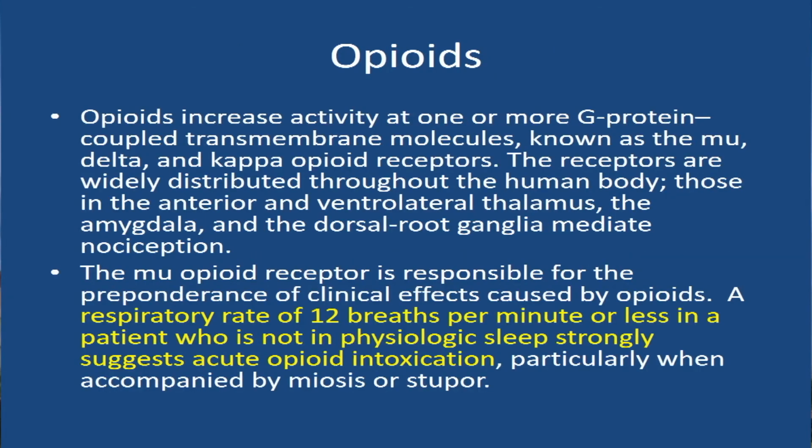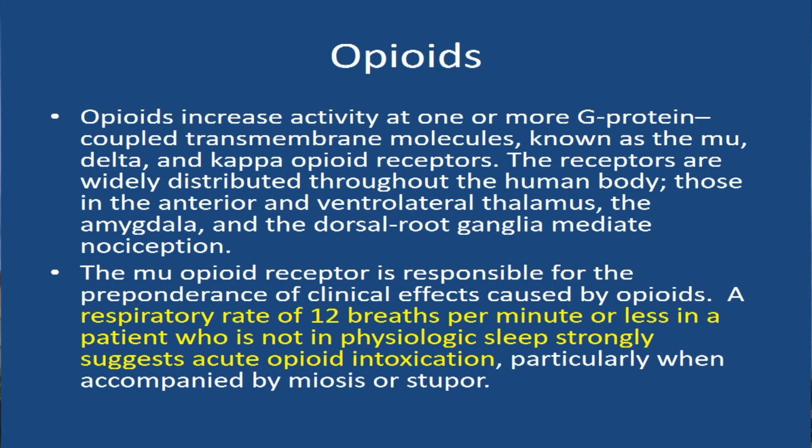Opioids increase activity at one or more G-protein coupled transmembrane molecules known as the mu, delta, and kappa opioid receptors. The receptors are widely distributed throughout the human body, and those in the anterior and ventrolateral thalamus, the amygdala, and the dorsal root ganglia mediate nociception. And nociception is the perception of impending things that are not good for you. And the amygdala is also the one that recognizes impending bad things in the central nervous system. So the mu-opioid receptor is responsible for the preponderance of clinical effects caused by opioids.